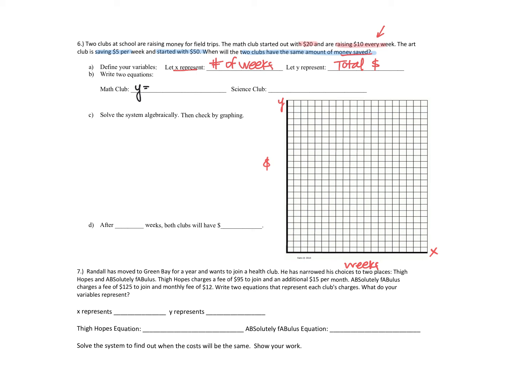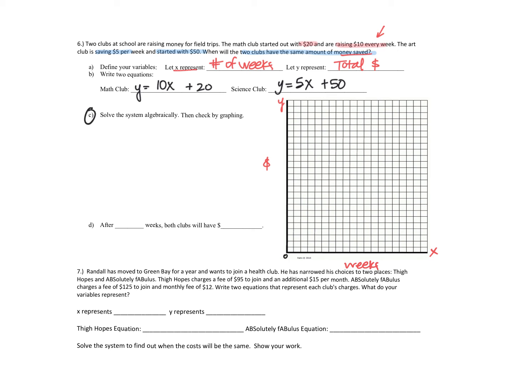All right, so for the math club, they started with $20 and they raised $10 per week. The science club, they started with $50 and they raised $5 per week. Okay, so I'm going to let you do part C on your own. I just want to help you set up your graph.